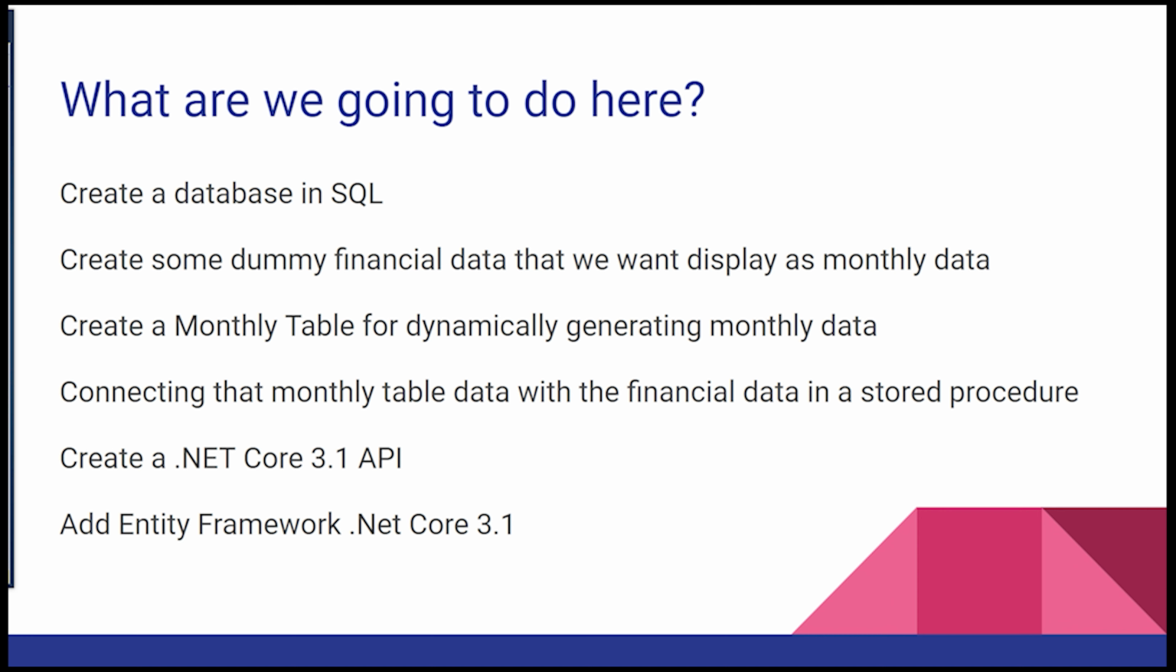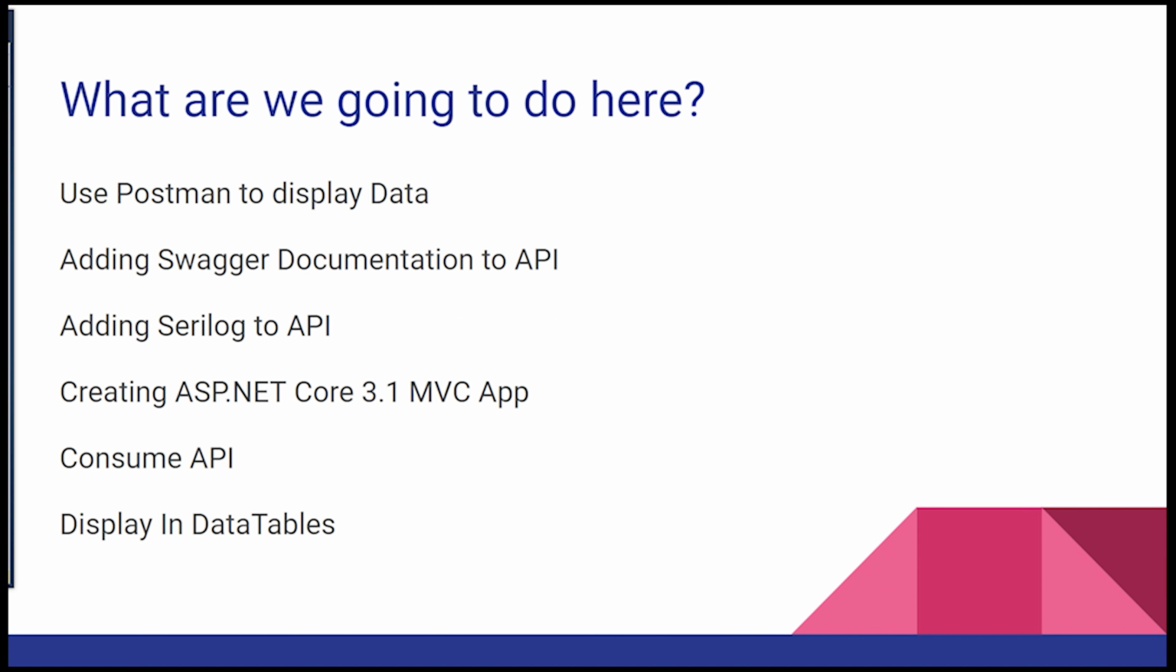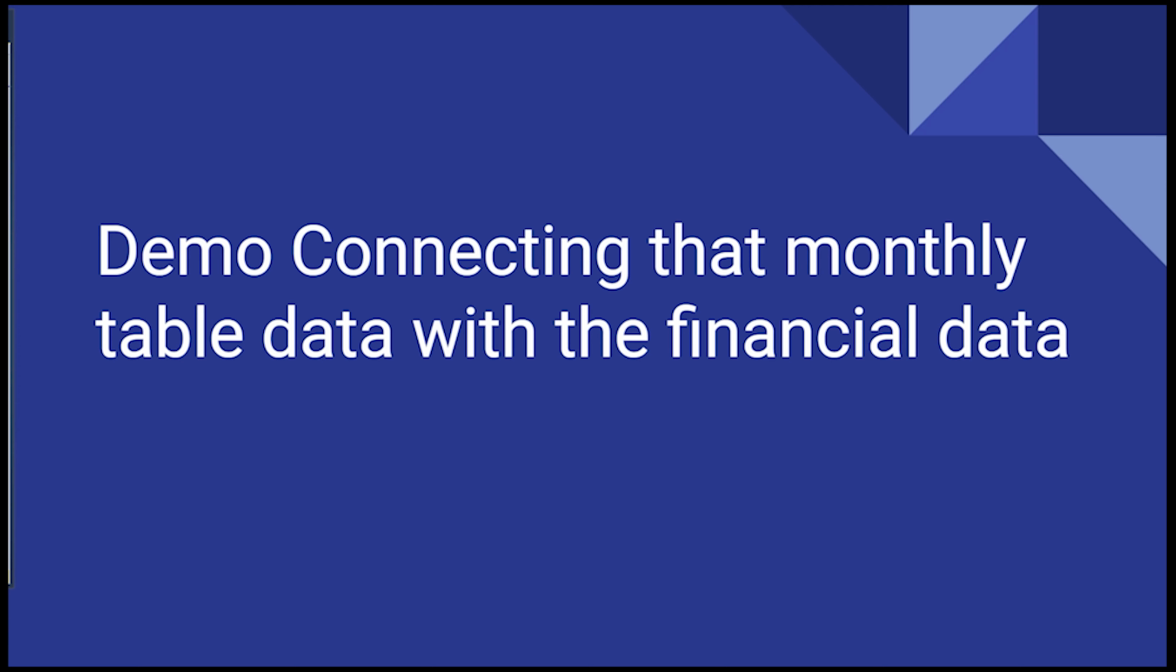These are all the videos that we're going to be covering in this series. All the stuff we're going to cover in this series. We're going to add Entity Framework. Then we're going to use Postman to display that data. We're going to add Swagger documentation to this API. We're going to add Serilog to the API. Then we're going to create an ASP.NET Core 3.1 MVC app, and then we're going to consume that API, and then we're going to display it in DataTables. Okay, so let's get started with this demo.